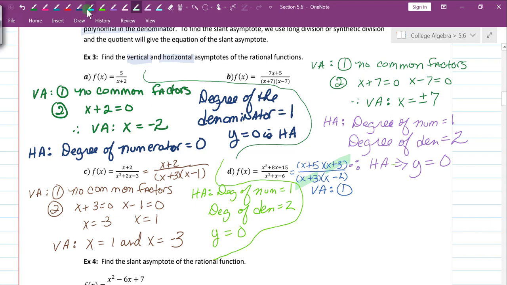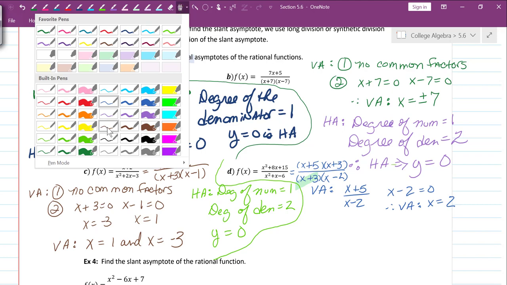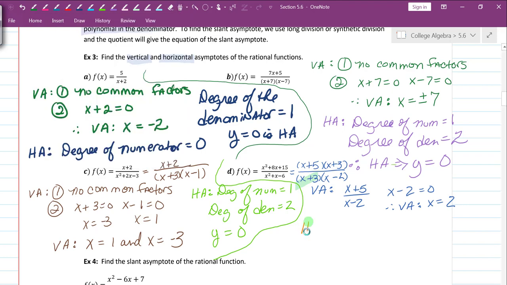So when I come in here, our result will be x plus 5 divided by x minus 2. So x minus 2 equals 0. Therefore, my vertical asymptote is at x equals 2. Now I need to find my horizontal asymptotes. I need the degree of my numerator, and that is going to be equal to 2.